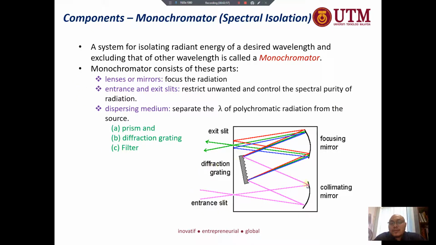The first thing first, we have the mirror. We have the entrance and exit slit, and the third one is the diffraction grating. Is it okay if you want to say the first one is diffraction grating, the second one is mirror, the third one is exit slit and entrance slit? It is also okay. It doesn't matter as long as you are able to state these three parts of the monochromator.